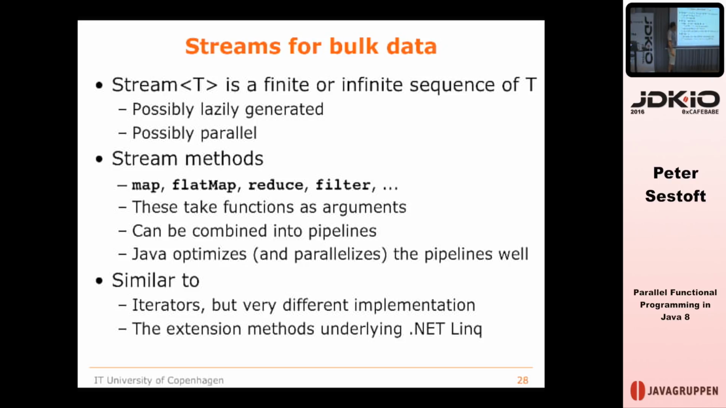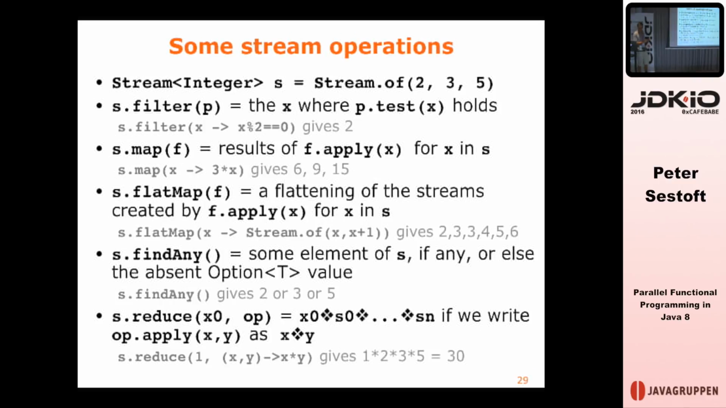And it turns out that the Java implementation optimizes and parallelizes these pipelines really, really well. It's extremely well implemented. It's implemented as a library, but it's based on knowledge about what the JVM actually does, what the JIT compiler does. It's quite similar to iterators in Java or enumerables from C#, but the implementation is very different. It looks very similar to the extension methods that you find underlying .NET's LINQ, language integrated query. So let's look more closely at some stream operations here.